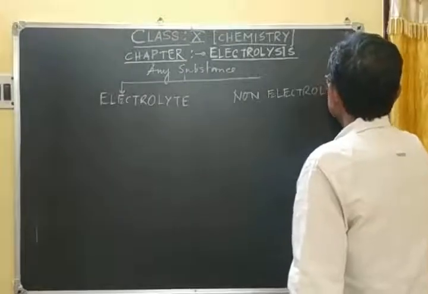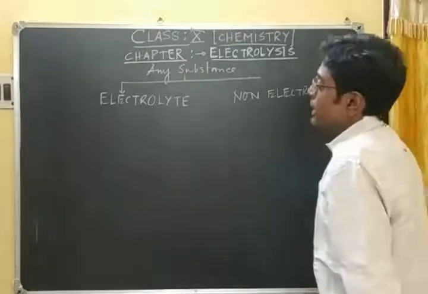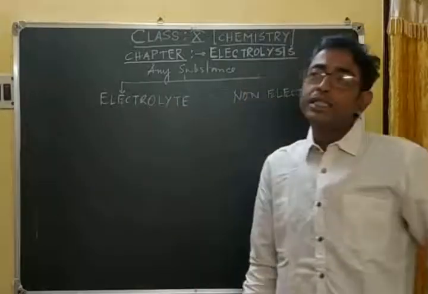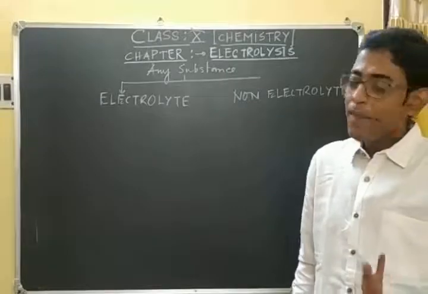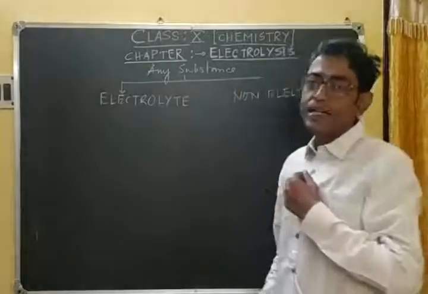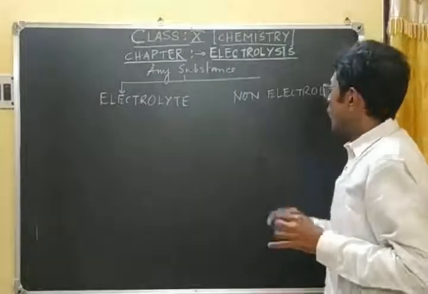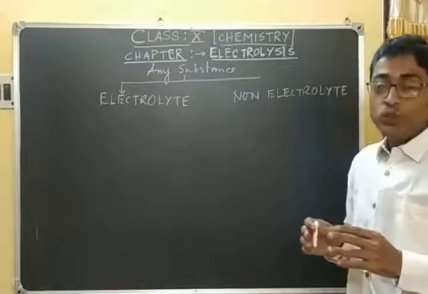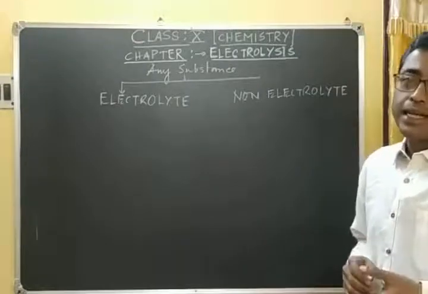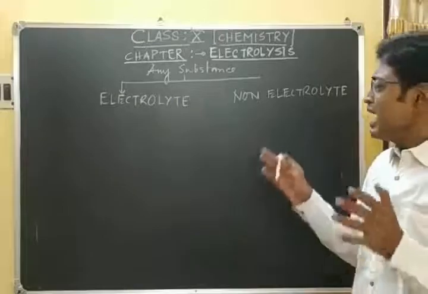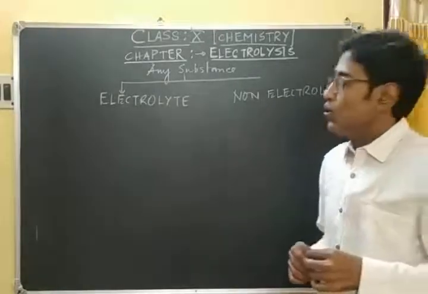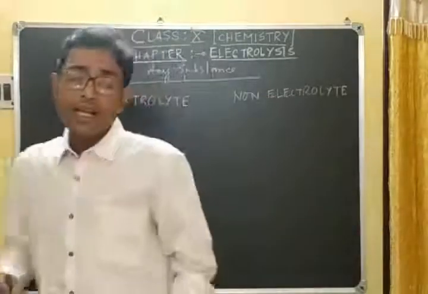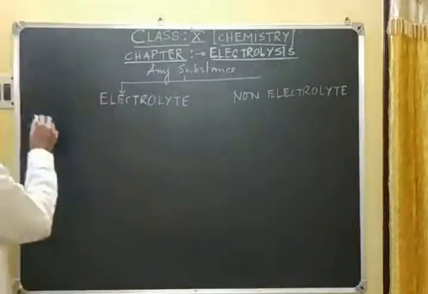And remember, electrolytes are the substances which allow the electric current to flow through them. And non-electrolytes are the substances which do not allow electric current to flow through them, as you have learned about conductors and insulators. So before going into the chapter, let us learn about the definition of electrolysis.